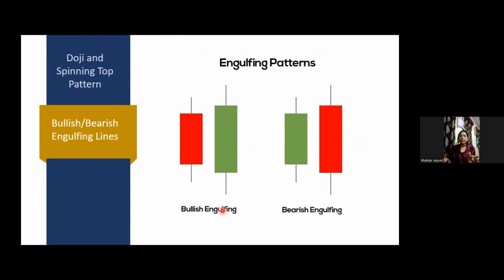This is the bullish pattern, suggesting potential bullish momentum. It's like a positive surge overpowering a negative one. In the bearish engulfing pattern, it's the opposite. A small green candle is followed by a larger red one, indicating potential bearish momentum. It's like a negative wave taking over a positive.